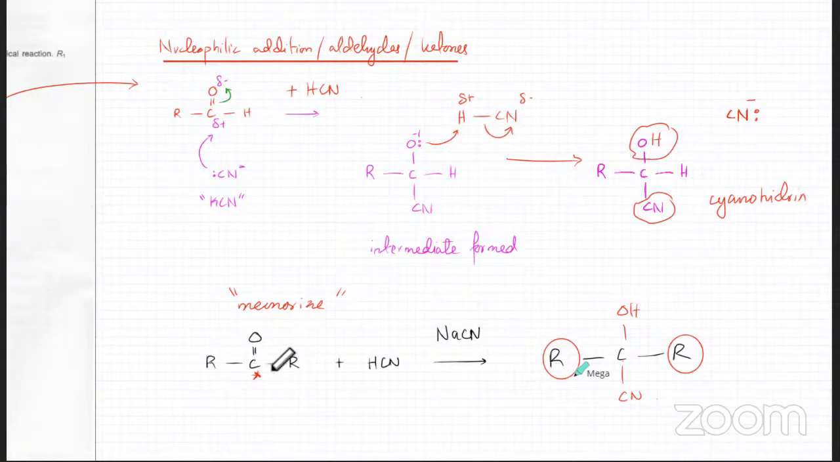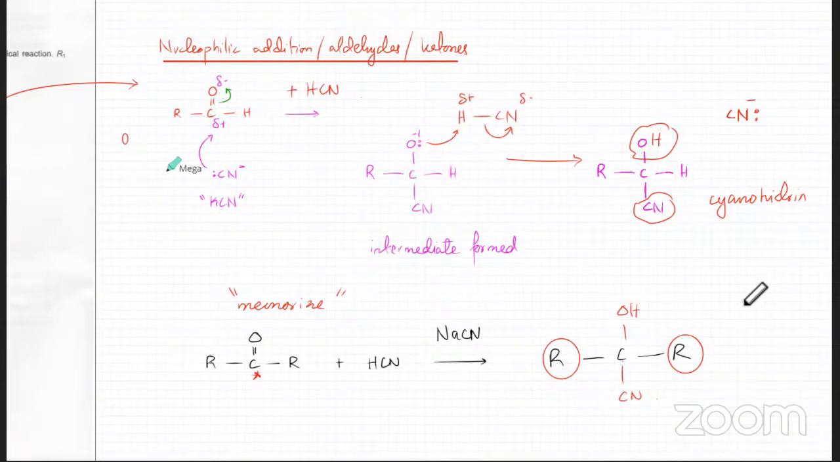But if you do it with a ketone, the carbonyl group is right in the middle, which means on both sides there are carbon chains. And if a CN and an OH get attached to it, then there would be carbon chains still attached on both sides. So you'll get two carbon chains. So that's the whole question, whether it was an aldehyde or whether it was a ketone.